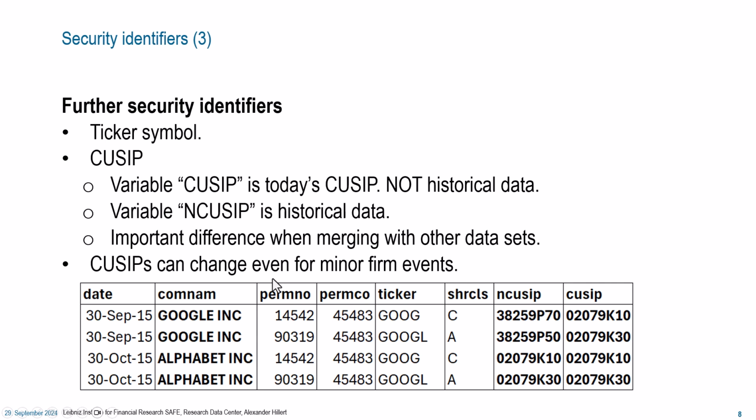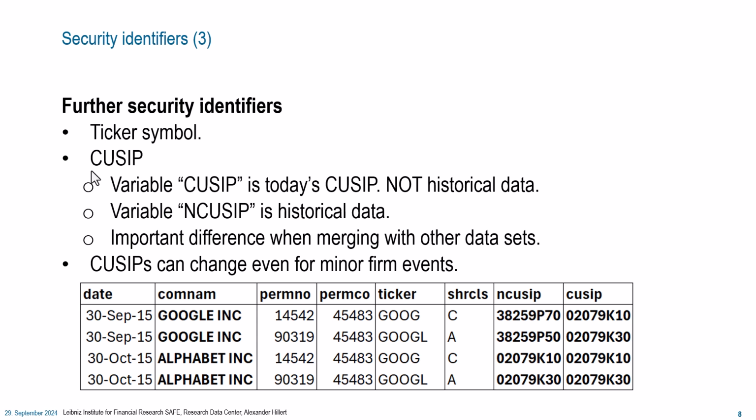Ticker symbol is maybe not ideal because at different points in time, the same ticker symbol can refer to different companies. Also, there can be confusion, like you can have the same ticker symbol at different stock exchanges. And a better identifier, better in the sense more unique, is the CUSIP.